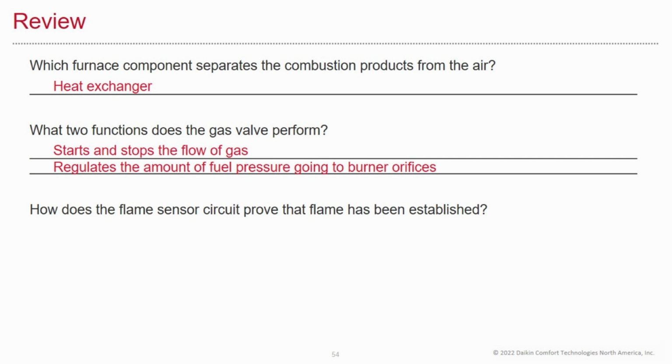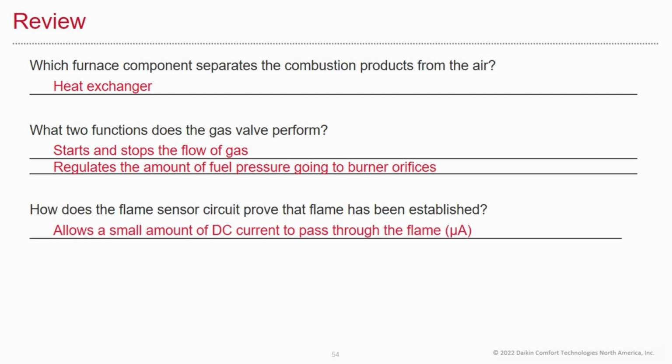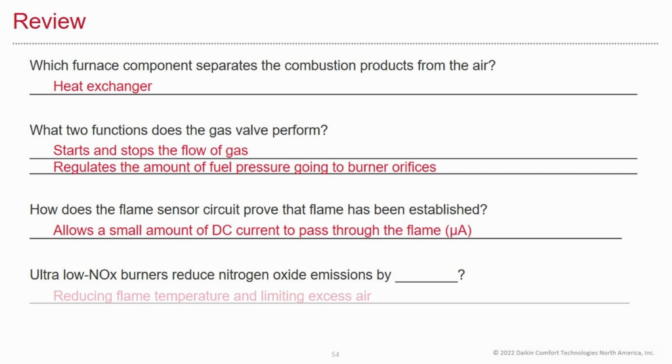How does a flame sensor circuit prove that the flame has been established? It allows a small amount of DC current to pass through the flame, measured in microamps. Ultra-low NOx burners reduce nitrogen oxide emissions by reducing flame temperature and limiting excess air.